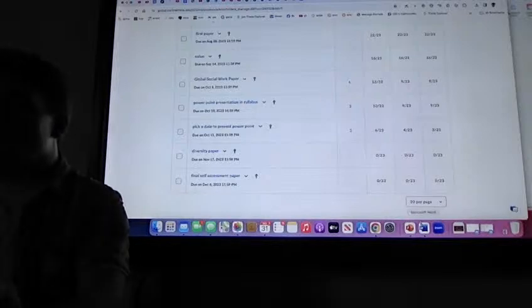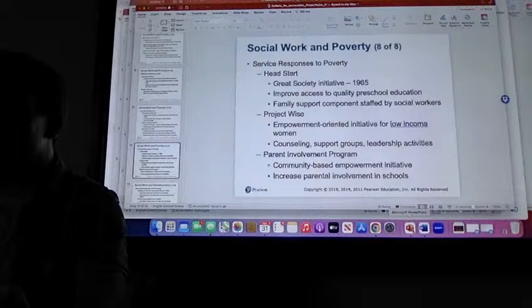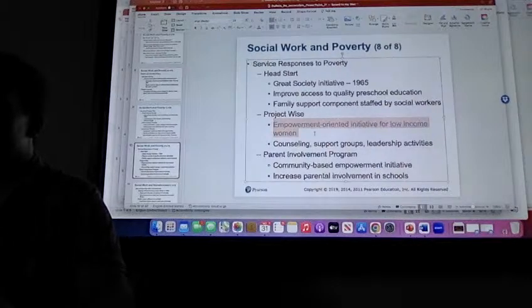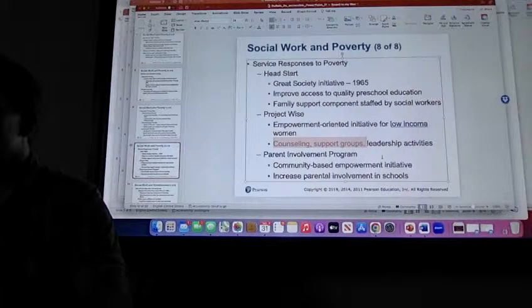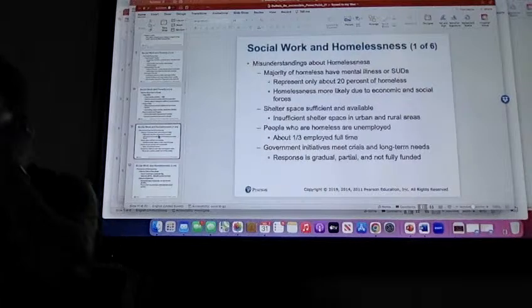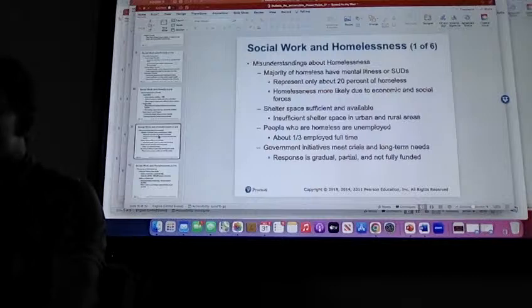So social work law is a big one. You can be an advocate, especially as we're talking about poverty and the responses to poverty. Policy is a big part of it. Some of the policies: the Head Start program, in 65, improved access to preschool education, with a family support component staffed by social workers. That's one of the social work law jobs. Project Wise, an empowerment-oriented initiative for low income women. A lot of folks will be lawyers for women in domestic violence situations, with counseling and support groups, leadership activities, a parent involvement program, community based empowerment initiatives, and trying to increase parental involvement in schools. These are all the poverty things that have come up that also lead to homelessness.